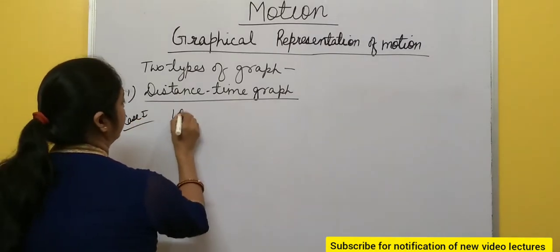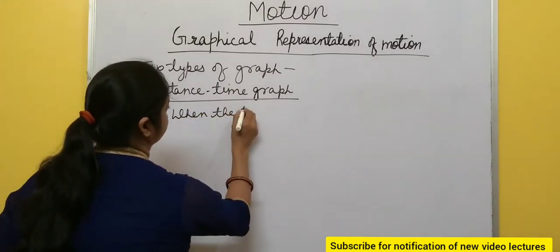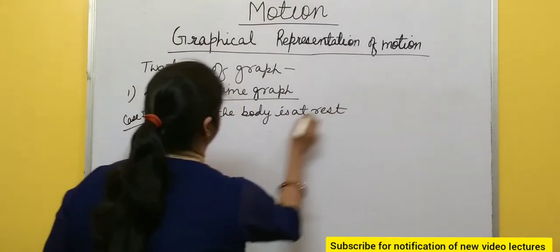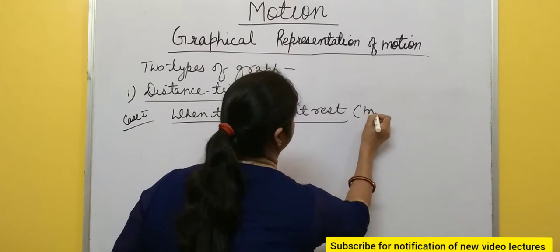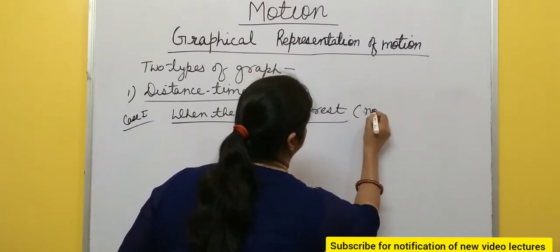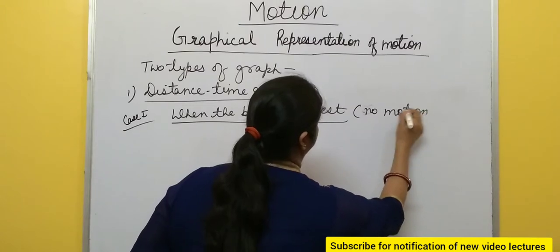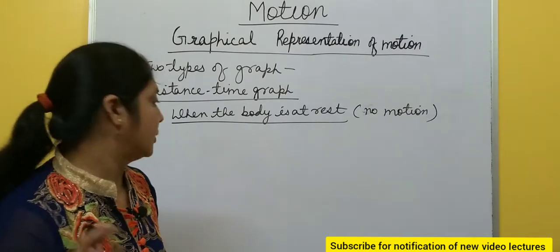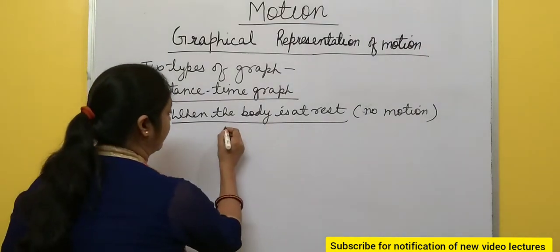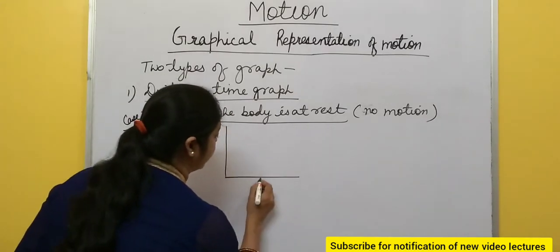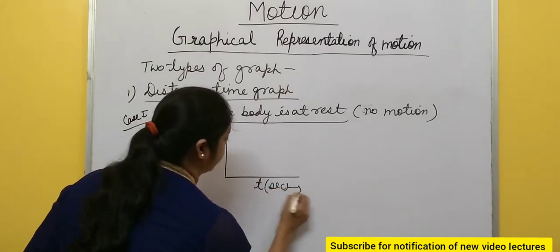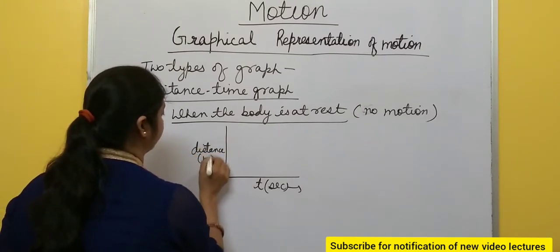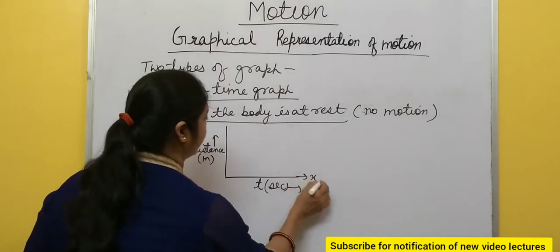Case 1 is when the body is at rest. Rest means no motion. At different time intervals, the body remains at rest. It is in a rest position. So now let us draw the graph in this case. Suppose time is along this side, the x-axis, in seconds, and distance is along the y-axis, in meters. This is the x-axis and this one is the y-axis.